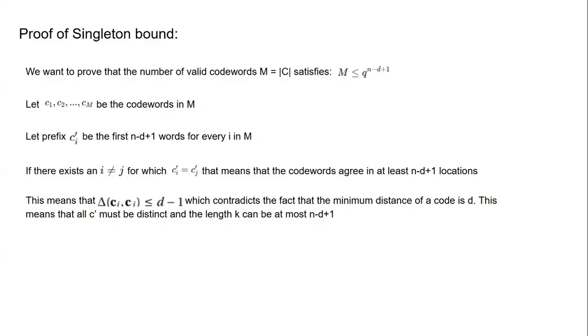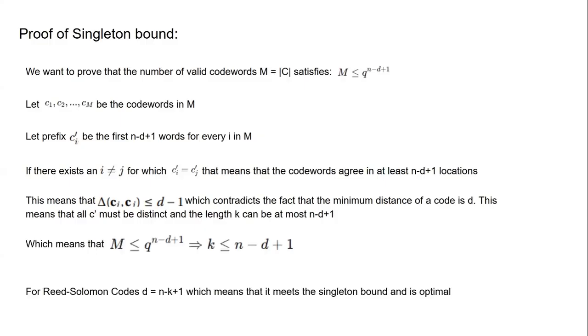This means that all Ci prime must be distinct and that the length of k can be at most n minus d plus 1. This means that m is less than or equal to q to the n minus d plus 1, and that k is at most n minus d plus 1, which is the singleton bound. For Reed-Solomon codes, d equals n minus k plus 1, which means that it meets the singleton bound and is optimal.